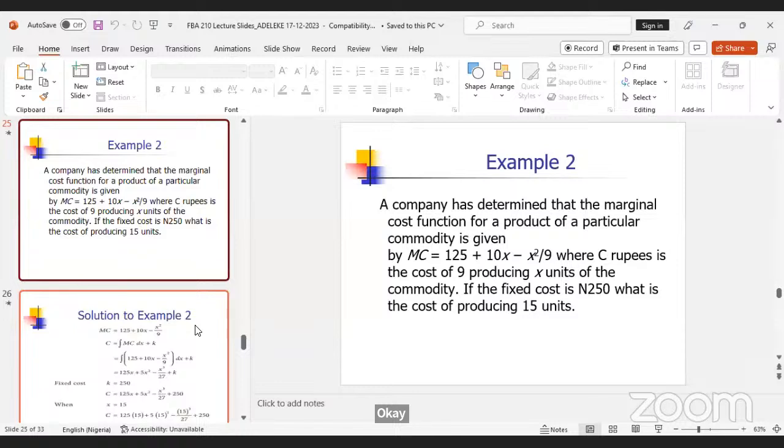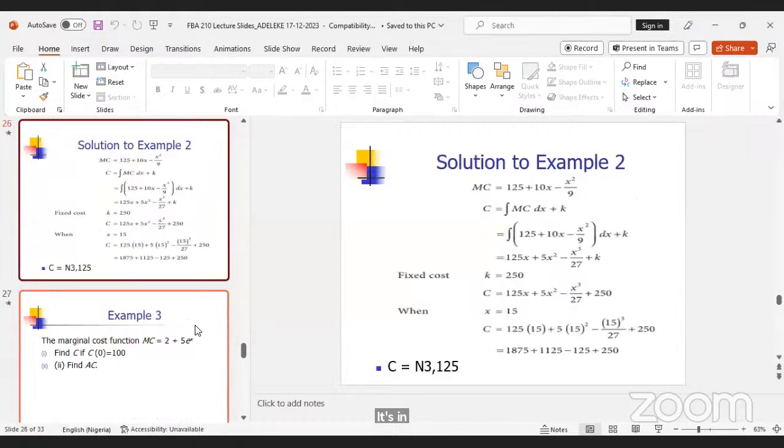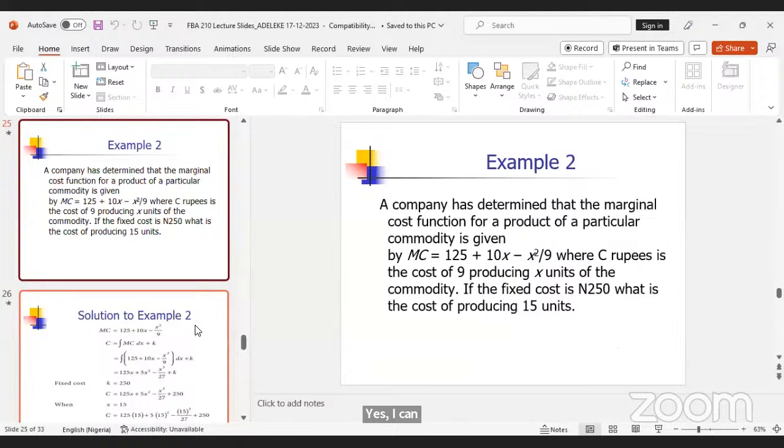So the marginal is given, and you are asked to get the total. So what did we say about the difference between marginal and total? The relationship between them. We are given marginal. Please, sir, can you go back to the question too? Yes.